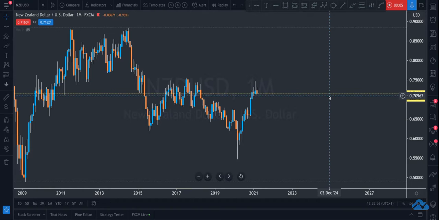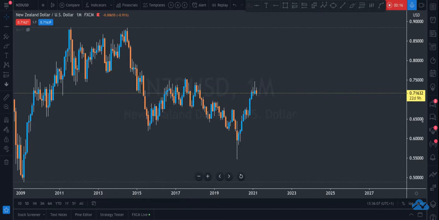Today I want to show you a very interesting short opportunity on NZD. So, as usual, let's start with the multi-time frame analysis.